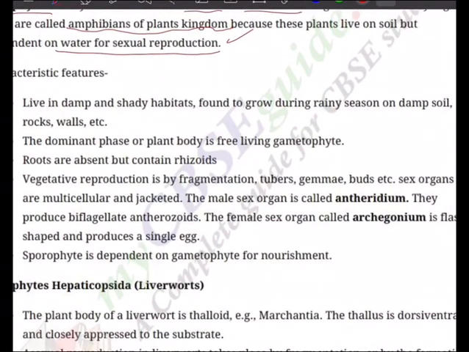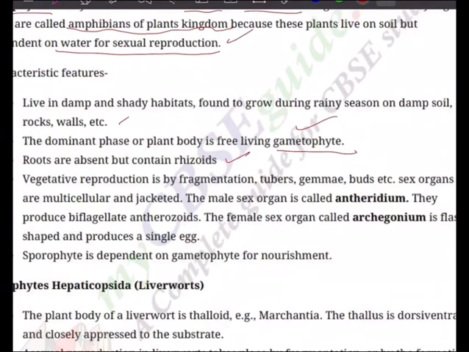What are the characteristics? They live in damp and shady habitats, meaning moisture should be there. They grow during the rainy season like now, on damp soil, rocks, walls. The dominant phase or plant body is the free-living gametophyte, the plant body that bears gametes. Roots are absent but they contain rhizoids, so root-like structures. Vegetative reproduction is by fragmentation, tubers, gemmae, buds, etc.